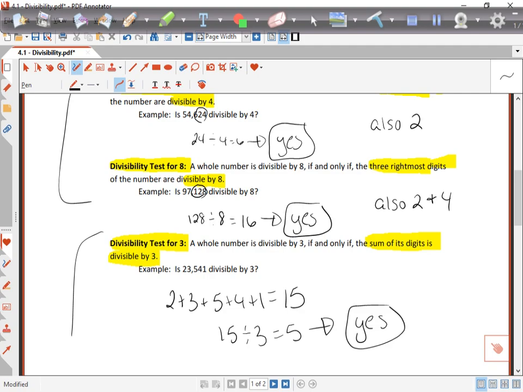If we look at this one further, it is not divisible by any of the other numbers we've talked about. It's not even. It doesn't end in 0 or 5. The last two digits are not divisible by 4, and the last three digits are not divisible by 8. So this is only divisible by 3.